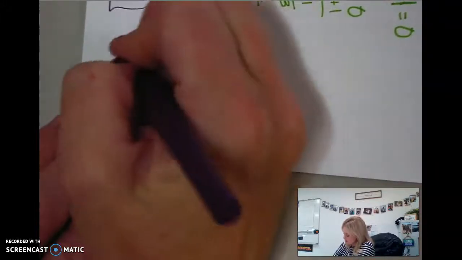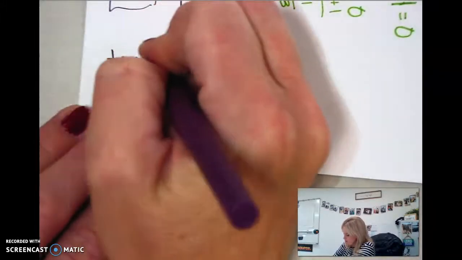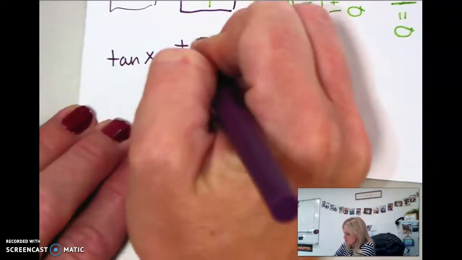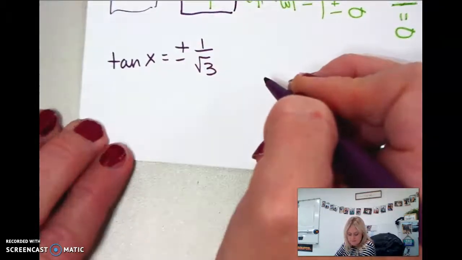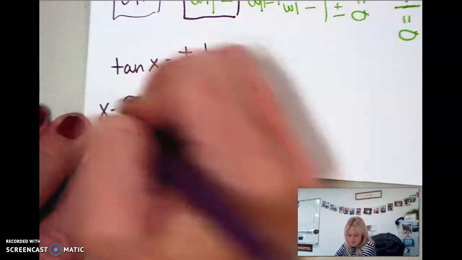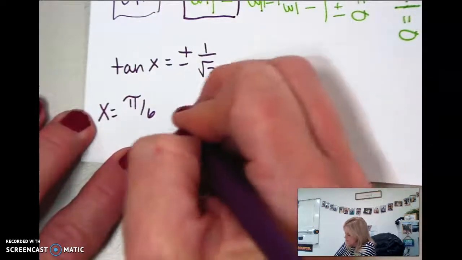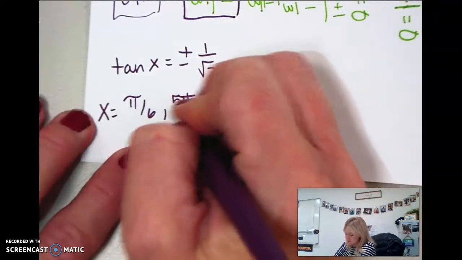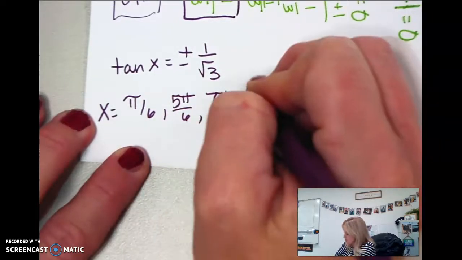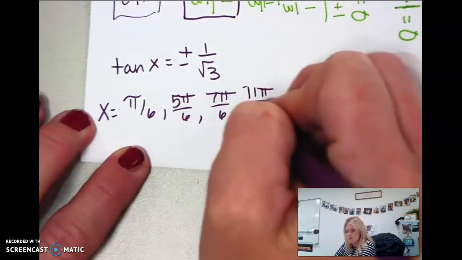So my answer then, because I'm trying to find when the tangent of x equals both positive and negative 1 over the square root of 3, it happens at pi over 6. So x equals pi over 6, x equals 5 pi over 6, x equals 7 pi over 6, and x equals 11 pi over 6.